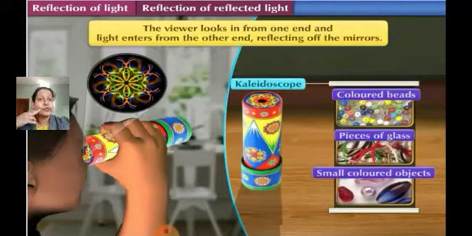How is the kaleidoscope useful? The viewer looks in from one end and light enters from the other end. You can see a viewer is viewing through the kaleidoscope. So here there are two ends. From one end a viewer can see inside, and from the other end the light enters. It's because it is transparent. Since it is transparent, the light enters inside, and since there are so many colored beads and colored glass pieces, you can see from the other side different images which are very colorful.